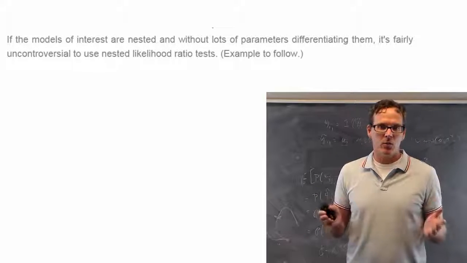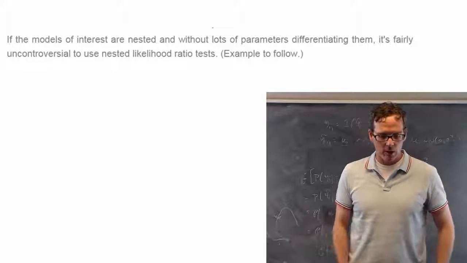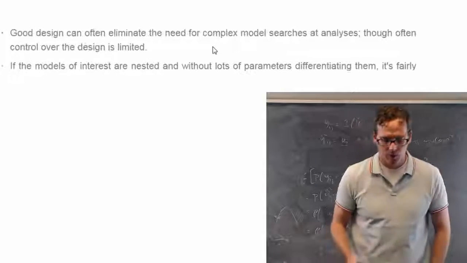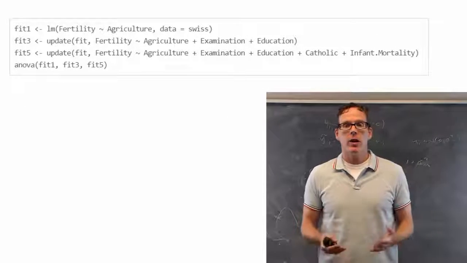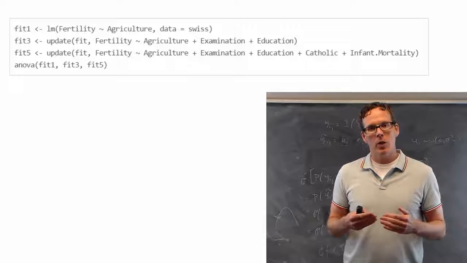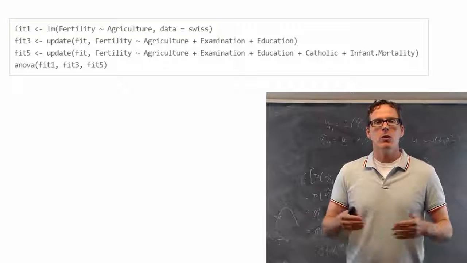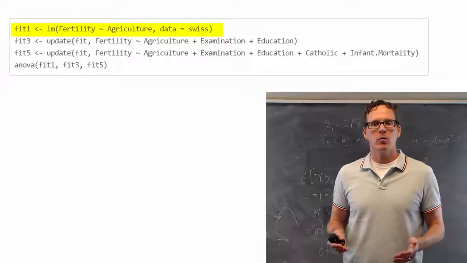Okay, and these nested model examples are very easy to do, so I'm just going to show you some code right here on how you do nested model testing in R. So I fit 3 linear models to our Swiss data set. The first one just includes agriculture. Let's pretend that that's the variable that we're interested in.